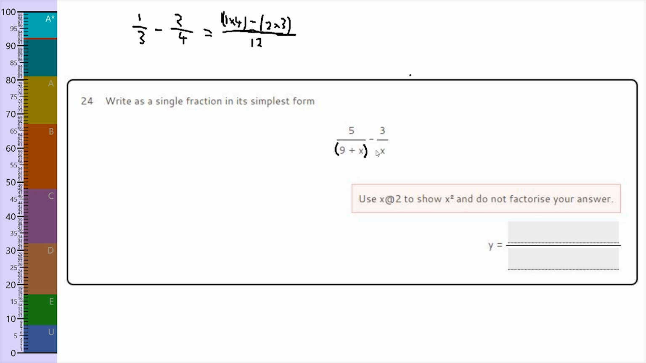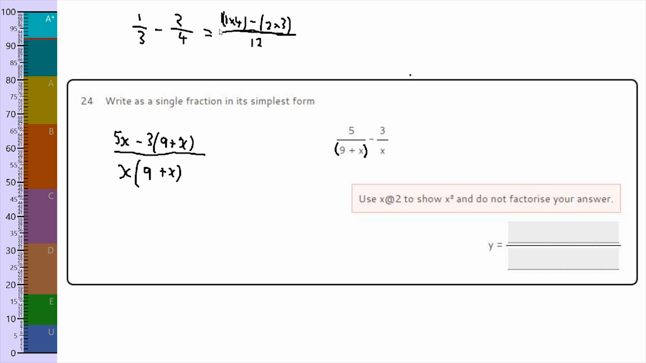So the first thing I'm going to do is work out what the denominator is going to be. So the denominator, just draw a line across. The denominator is going to be x brackets 9 plus x. It's the other way around to that, but you'd normally put the x at the front of the brackets. Then I'm going to do x times 5, so that's going to be 5x, and then take away 3 times the 9 plus x.